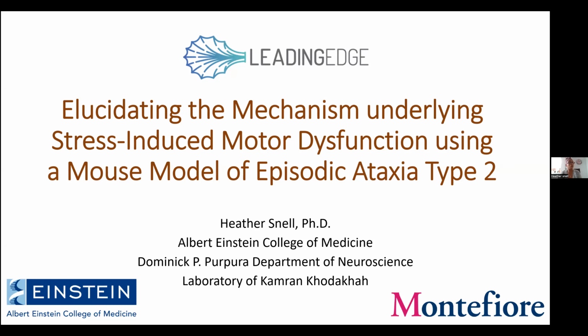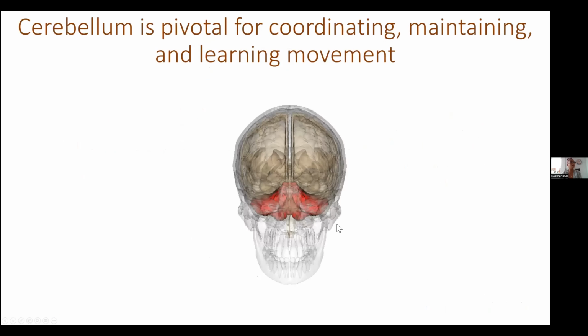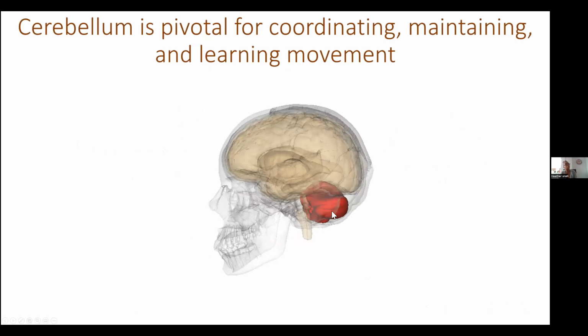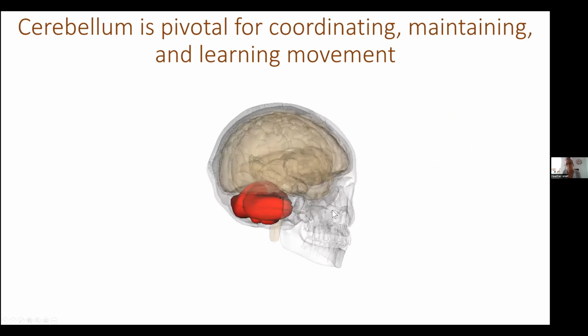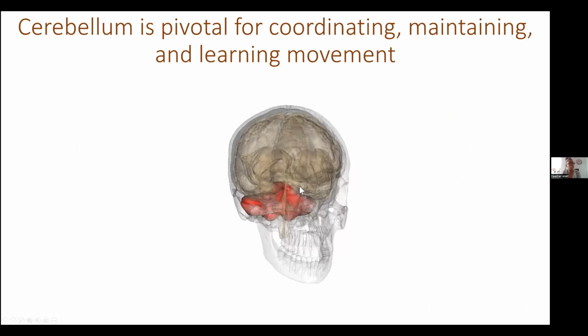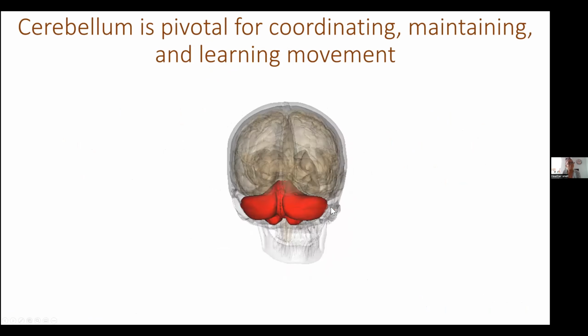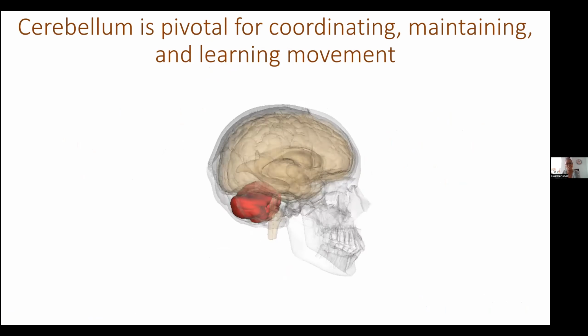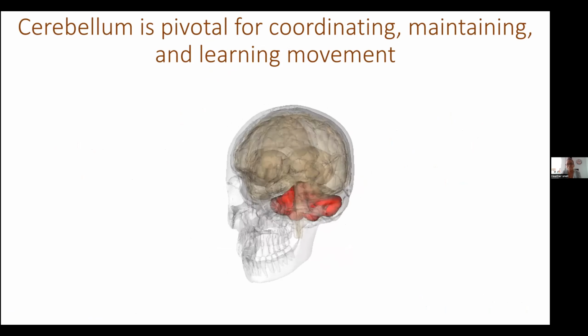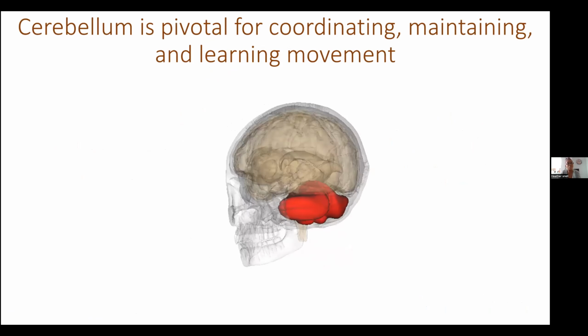Our lab at Albert Einstein College of Medicine is interested in the cerebellum. The cerebellum has been canonically known to be pivotal for coordinating and maintaining learned motor movement. It's this red part at the back of the brain here, the part that when most people are looking at the cortex in mice, they cut off and discard, but we're really interested in understanding its function.